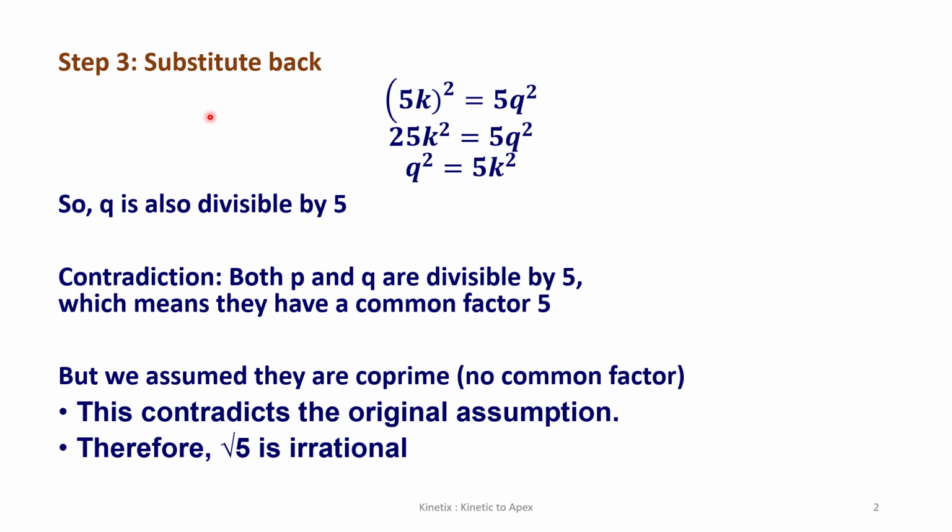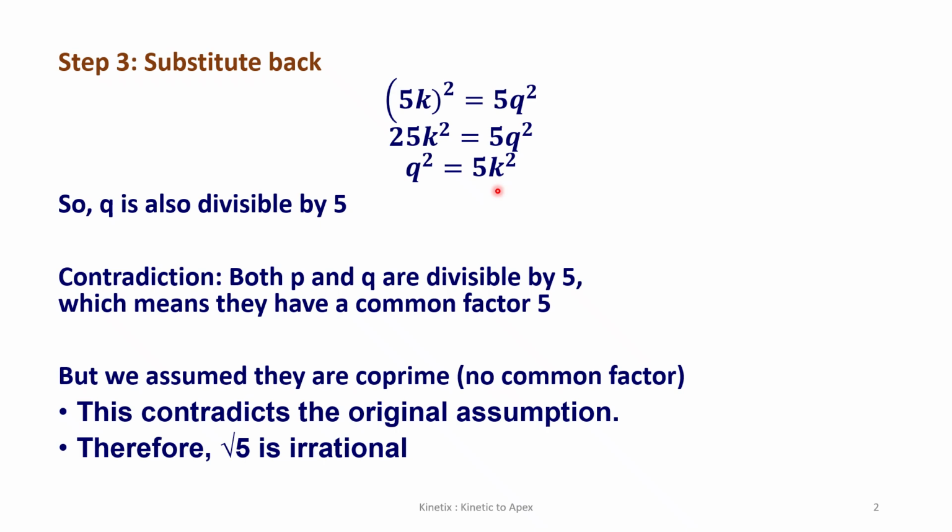So in step 3, we are substituting P with that assumption P equal to 5K. So we are getting 5K whole square is equal to 5Q square. That means 25K square is equal to 5Q square we are getting. So from this, Q square equal to 5K square.